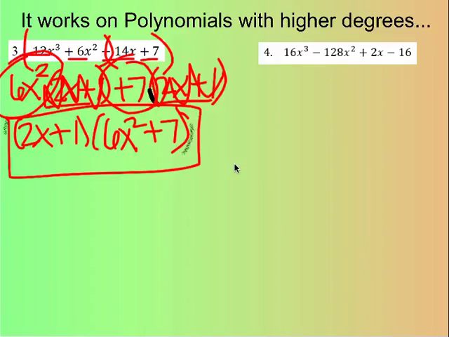So now let's take a look at number 4. Before I start factoring this, I notice that 16, 128, 2, and 16 are all divisible by 2. So before I even start factoring, I'm going to take out a greatest common factor of 2.